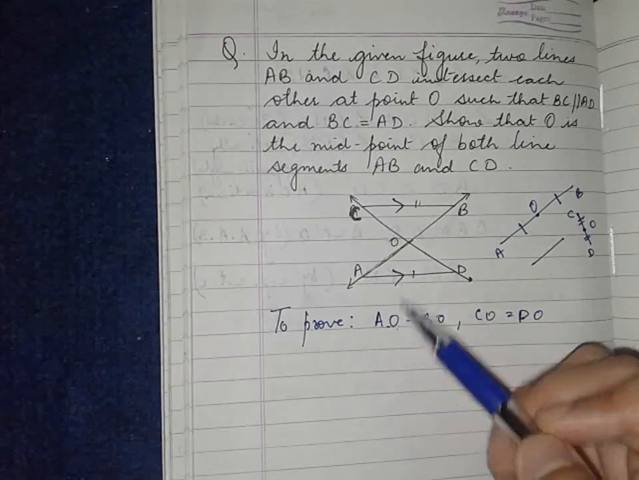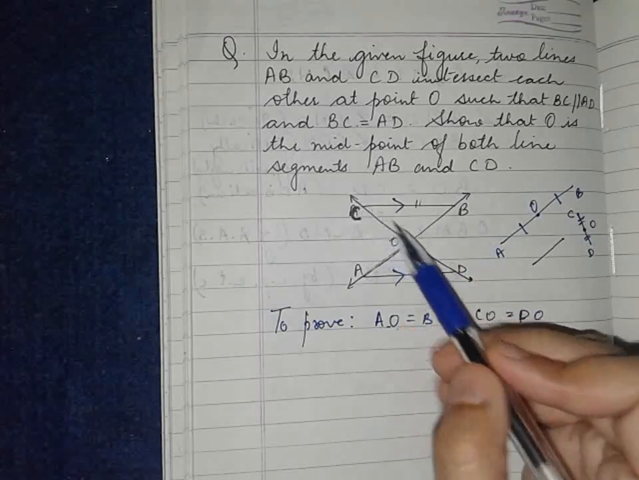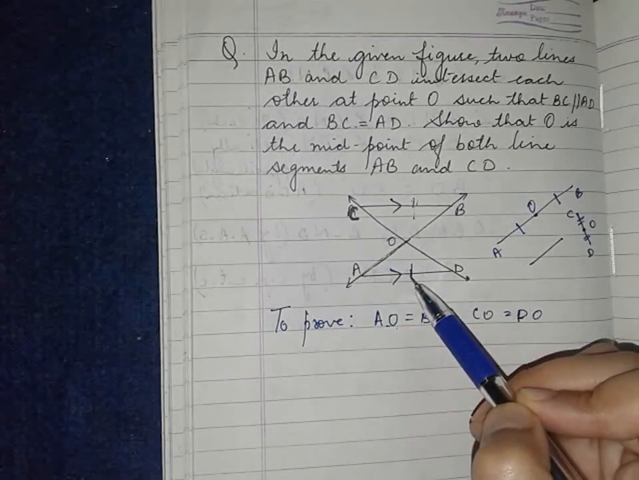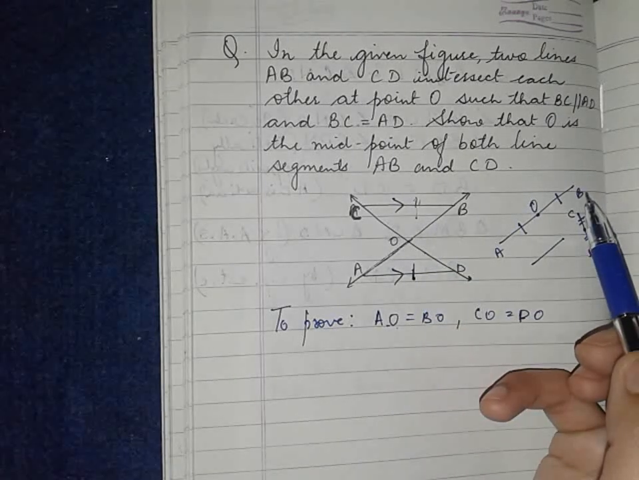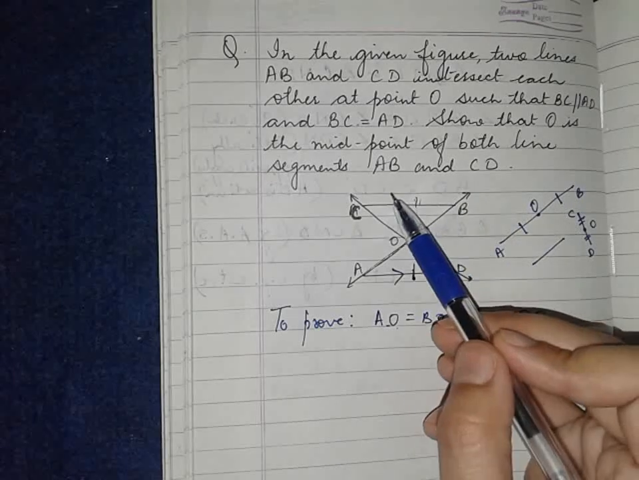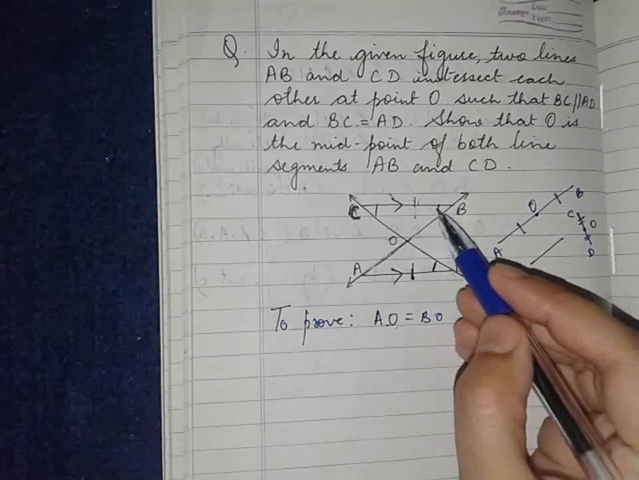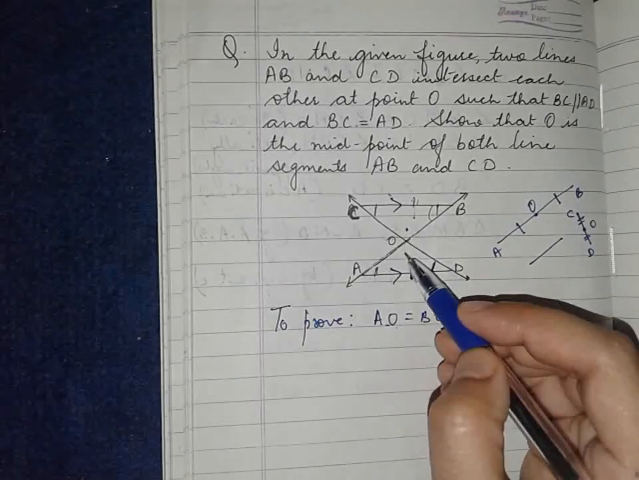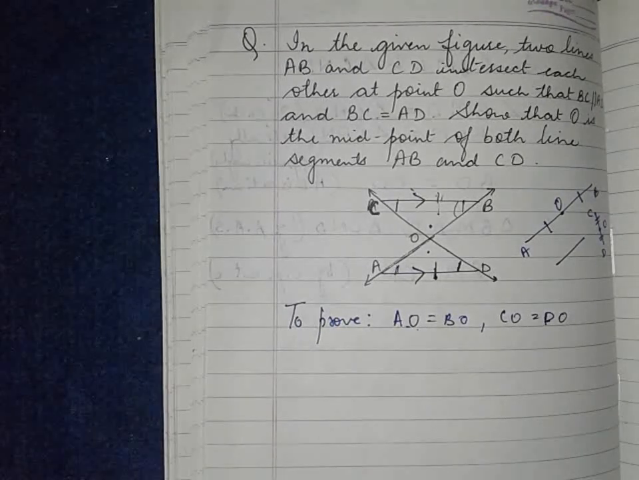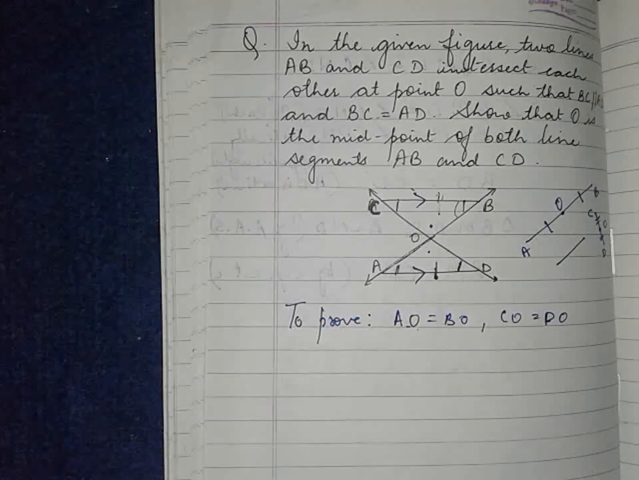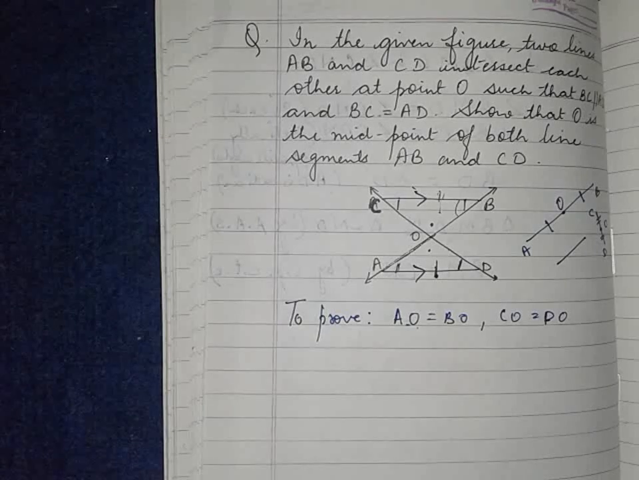The triangles containing them are AOD and BOC. In AOD and BOC, these two sides are given equal and no other sides we have to prove. So we will look for angles. Are any angles equal? By the property of parallel lines, these two angles are equal because they are interior alternate angles, and these two angles are also equal, interior alternate, and these two angles are also equal, vertically opposite. All three angles are equal. We can consider any two angles out of three, and one side is already given.